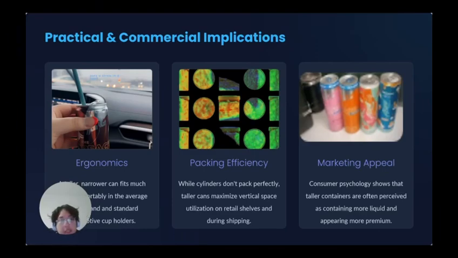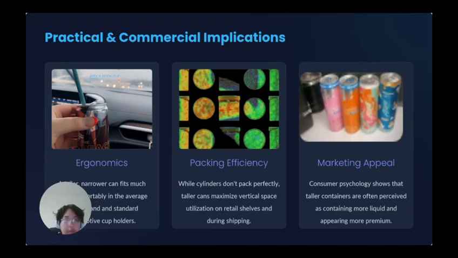Second, there are human factors. A can isn't just a container. It's a product that people hold. A taller, narrower can feels much more comfortable in our hands. Think about it. Can you easily hold a short fat can? Probably not. Also, this taller can fits perfectly into standard car cup holders. This is very important for customers who drink on the go.